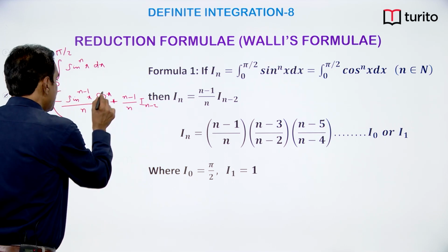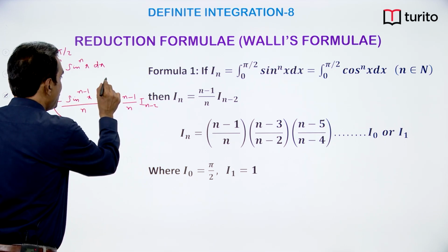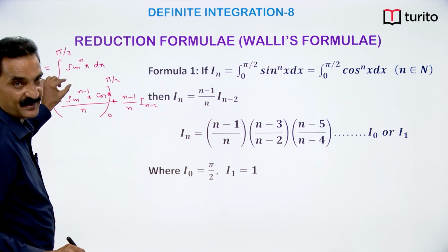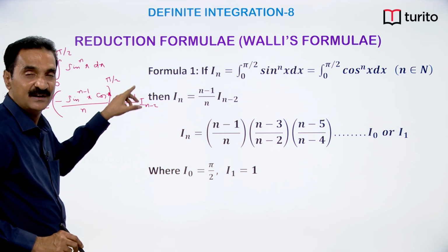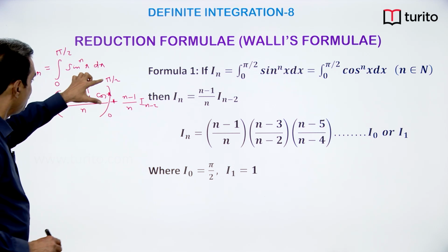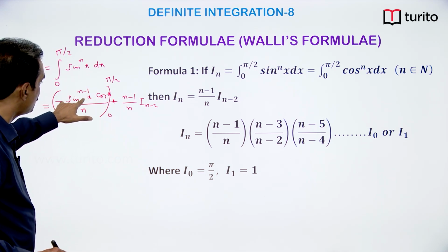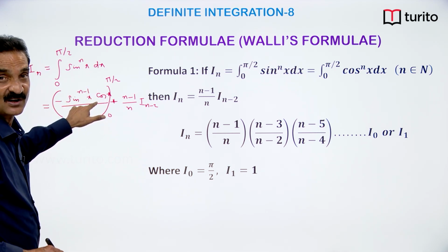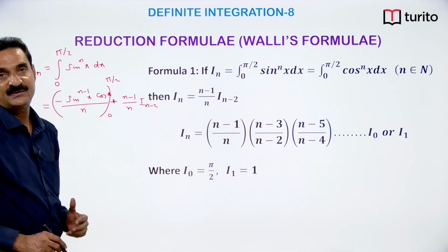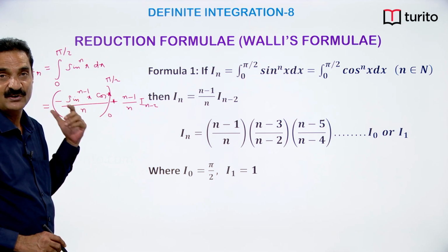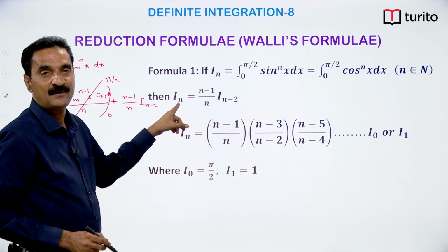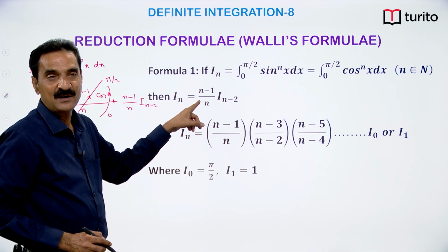Now, if you take limits 0 to pi by 2, here I(n minus 2) also will have limits. I(n minus 2) means integral 0 to pi by 2 sine power (n minus 2)x dx. In the first term, if you substitute pi by 2, it will be 0 because of cos x, cos pi by 2 is 0. If you substitute 0, again it is 0 because of sin x, sin 0 is 0. So, this term is completely 0, then we get the formula In is equal to (n minus 1) by n into I(n minus 2).